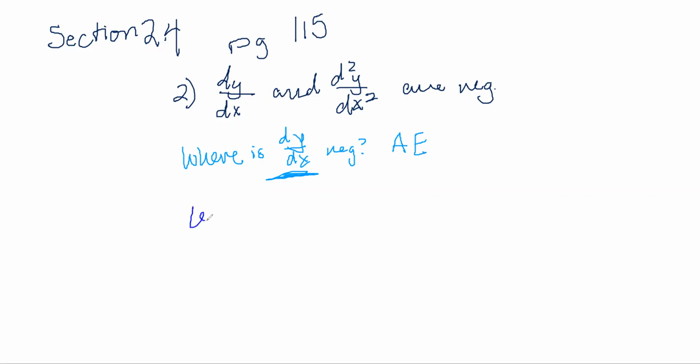Then I ask myself, where is the second derivative negative? And so I'm only choosing between A and E. So I have to look at A and I have to look at E and determine where the second derivative is negative. And as I think Casey put it, the concave down represents kind of a negative second derivative. So the answer is going to be E.